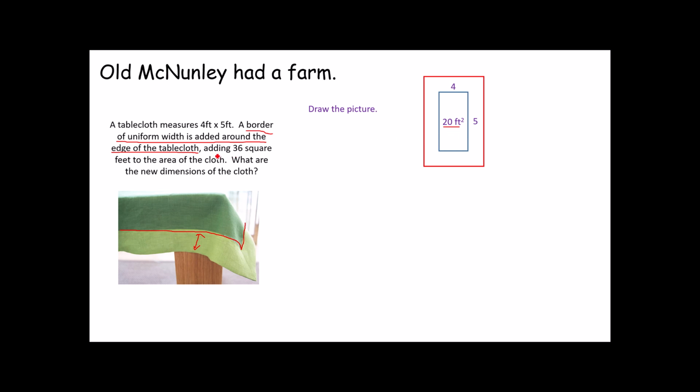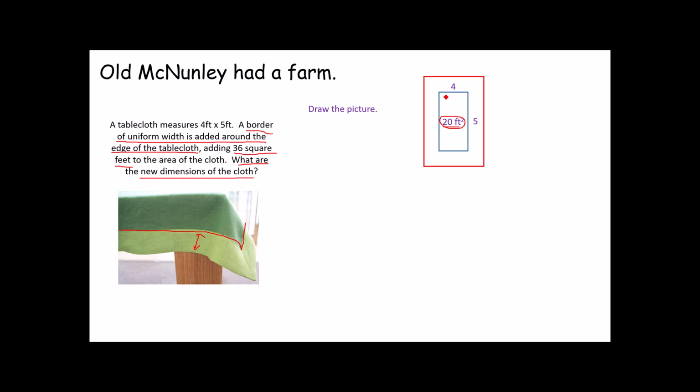Now, here's what happens. When we add that border, that new section adds 36 square feet. So my area used to be 20 square feet, but I'm adding 36 to that. Keep that in mind for just a second. Let's come over here and let's fill some things in. It says, what are the dimensions of the cloth?